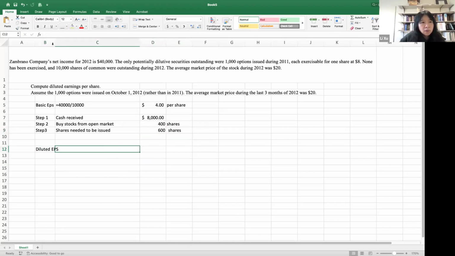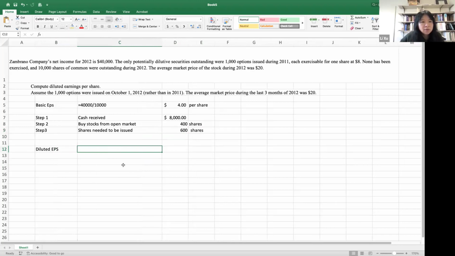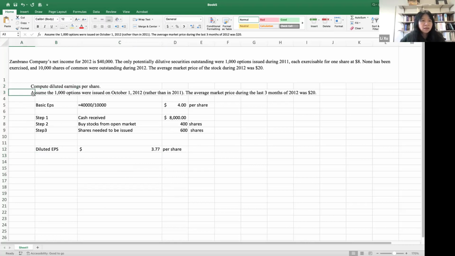So how are we going to calculate this? Again, using the formula. We start with 40,000, which is net income, divided by 10,000 common stock shares outstanding plus the 600 shares you need to issue. When you do the calculation, that gives you $3.77 per share. So that's your amount, and that's the answer for question number one, diluted earnings per share.